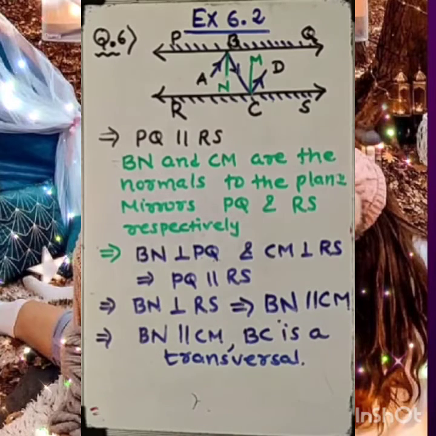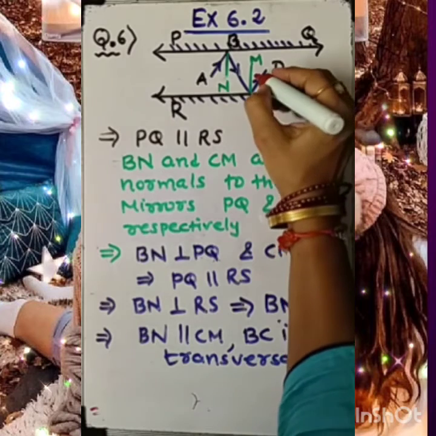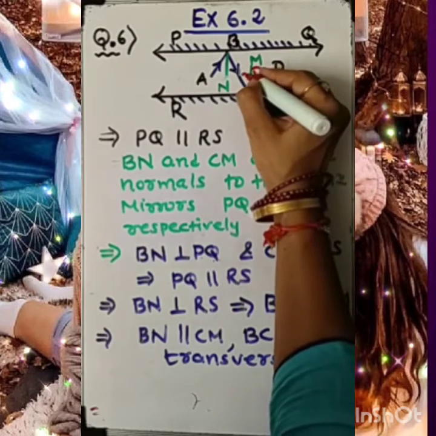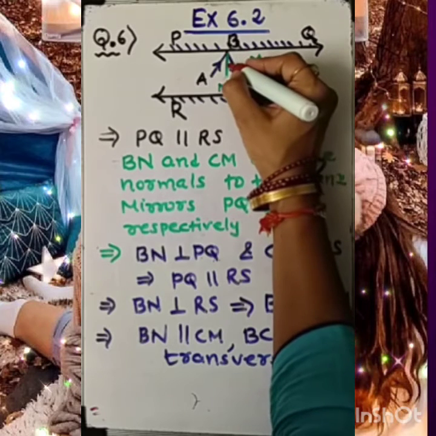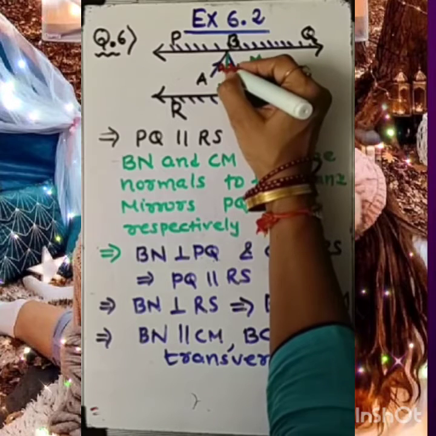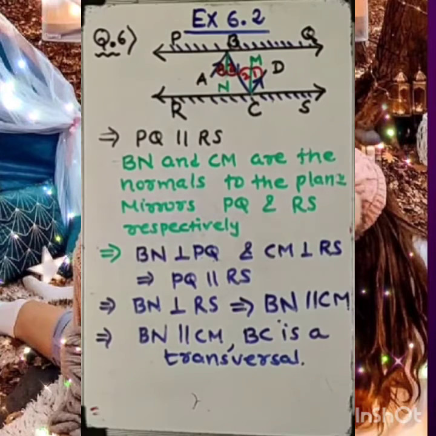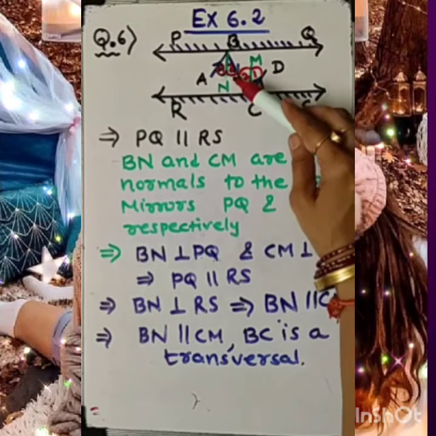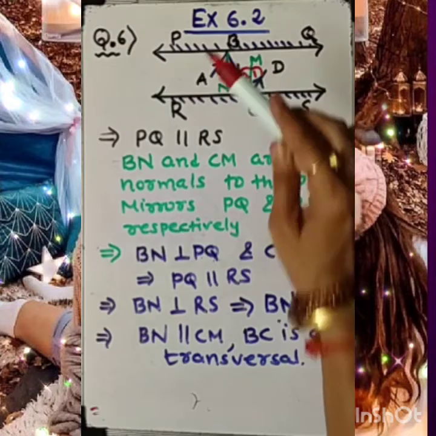Now they are forming some angles, but the names of the angles are not given, so we are constructing and naming them angle 1, 2, 3, 4. Here this is angle 1, this is angle 2, this is angle 3, with very small writing I am writing, this is angle 4. I am starting from here.